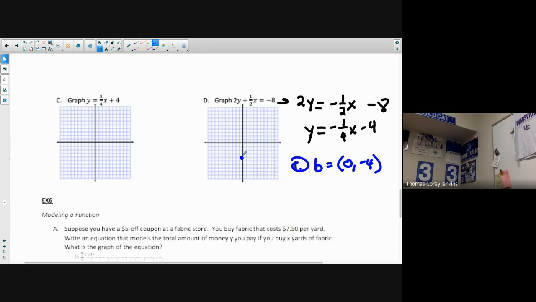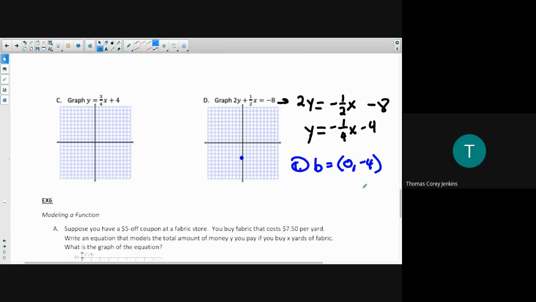And m equals negative 1/4. Okay, so negative 1/4 can be negative 1, down 1, and then over positive 4. So 1, 2, 3, 4. Or it could be positive 1 over negative 4, so up 1 and left 1, 2, 3, 4.